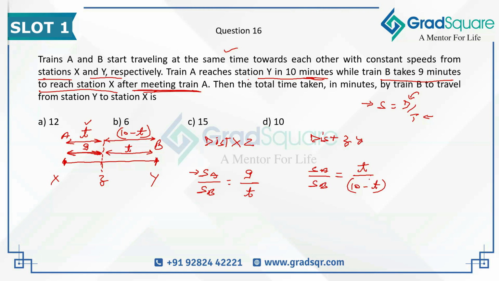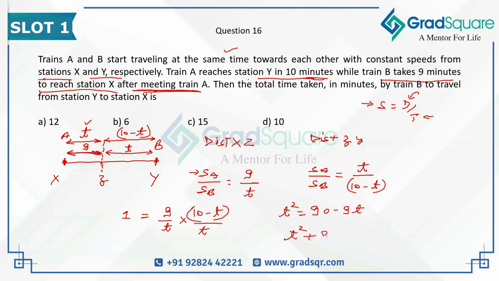I look at the first equation and the second equation and I divide the two equations. When I divide the two equations, SA by SB divided by SA by SB will turn out to be equal to 1. So you have 9 by t divided by t by 10 minus t. So 10 minus t will go in the numerator and t will come in the denominator. If you solve this, this is going to become t square equals 90 minus 9t. Clear? So this will give me what?